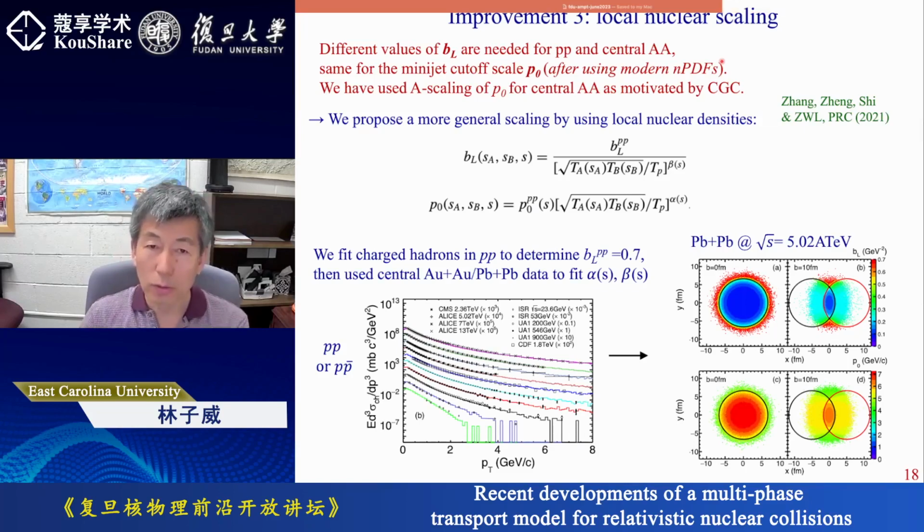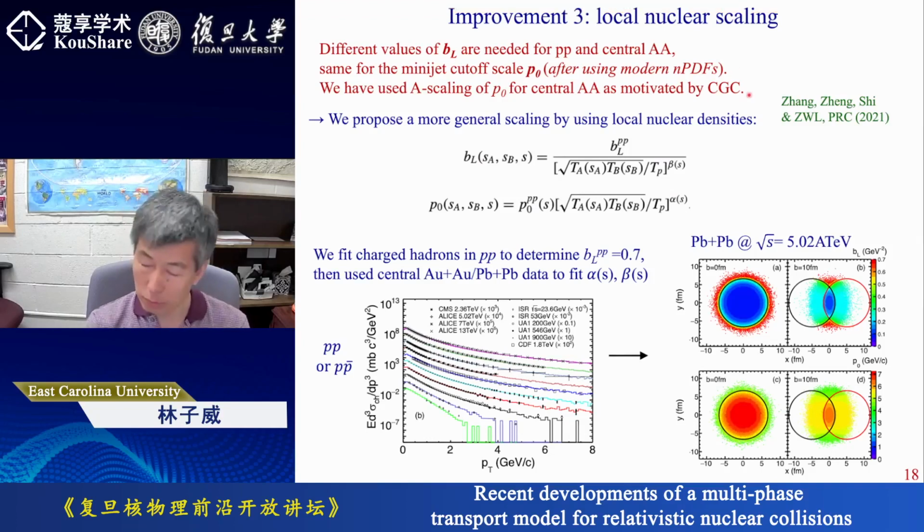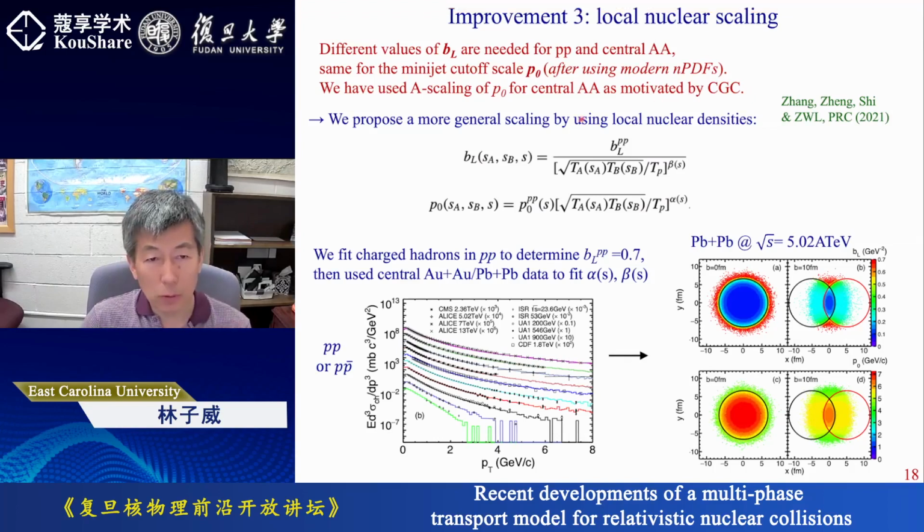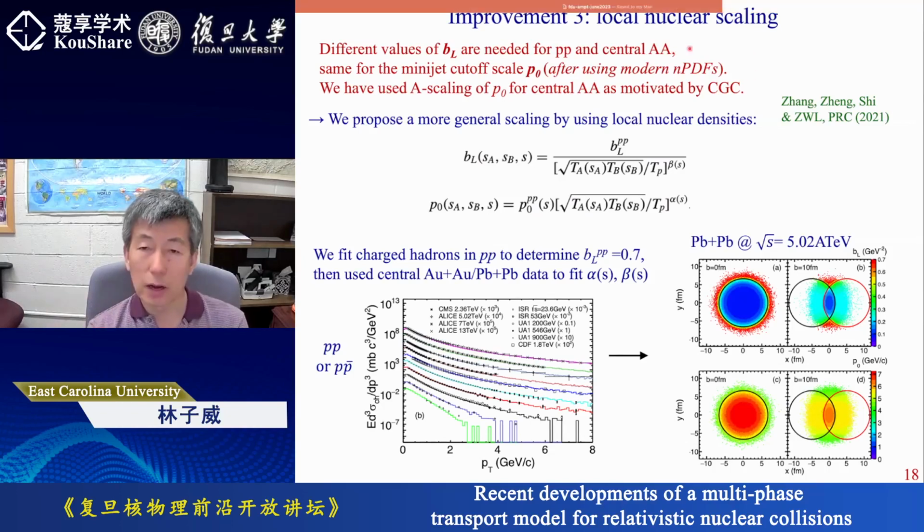And we roughly know why. We know the physical picture is related to the color field and its strength. It's also related to the CGC, which also relates to color field strength. Therefore, we propose a more general scale for these two parameters, because previously we have used different values for PP and central AA. Then you will ask, how about peripheral AA? How about smaller systems, not gold-gold, but oxygen, things like that?